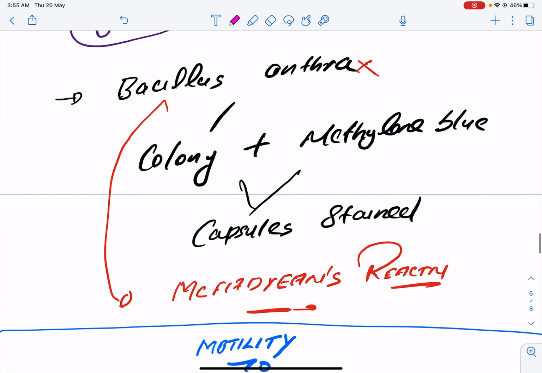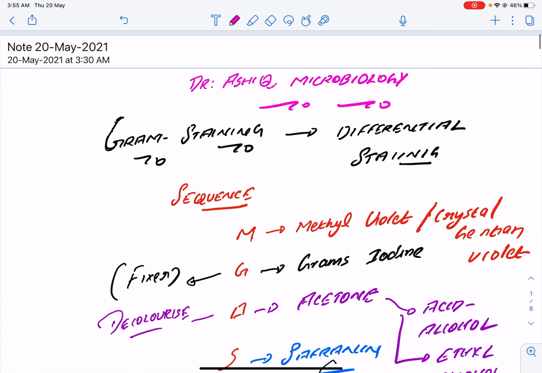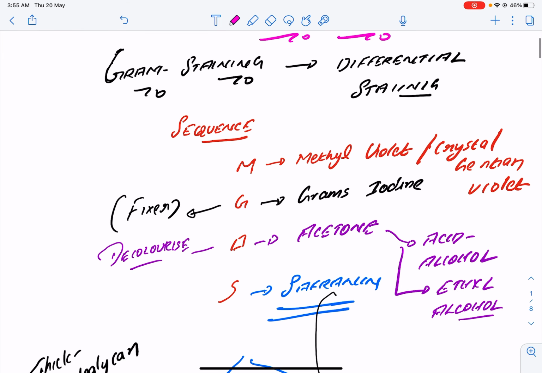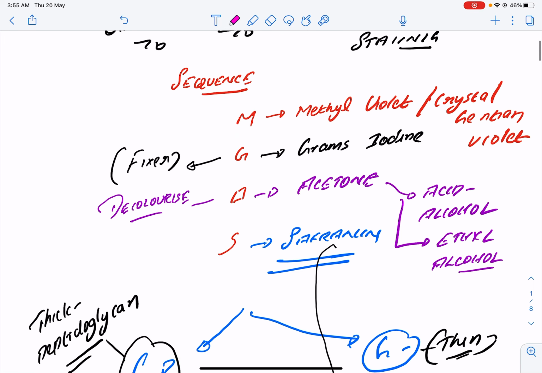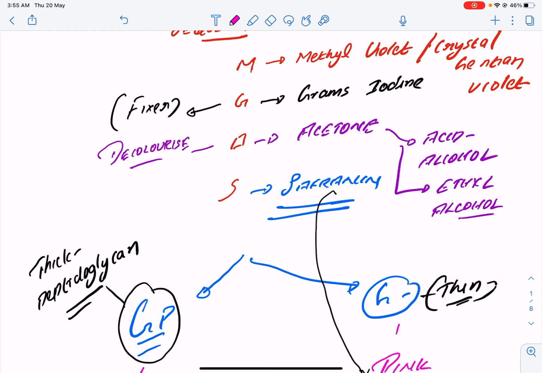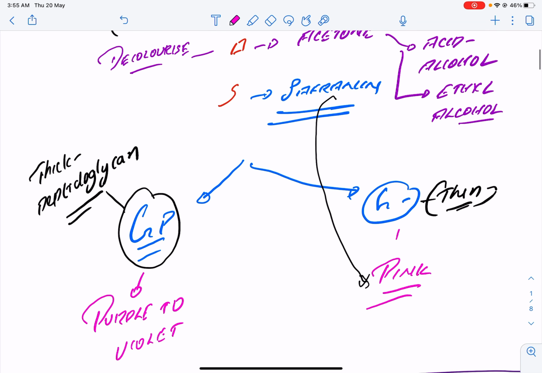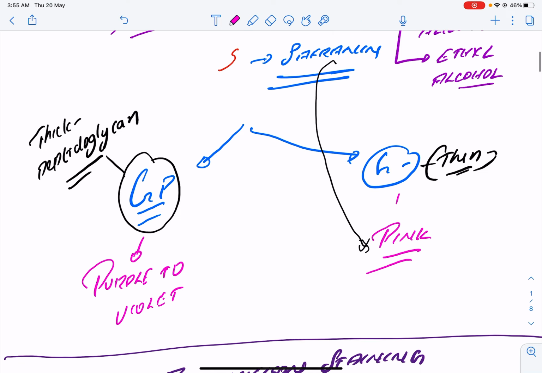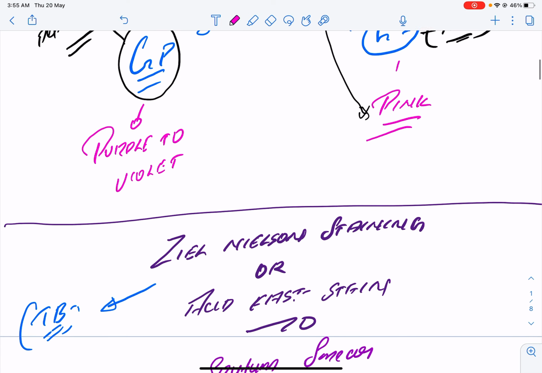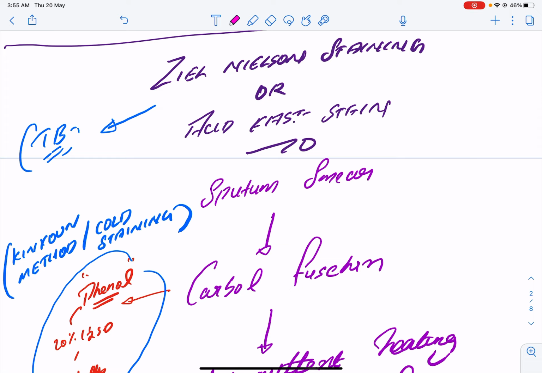So quickly revising what we learned from microbiology since we started. We have gram staining, a differential staining. We have the gram staining sequence as MGAS: methyl violet or crystal violet, G for Gram's iodine, A for acetone, which is a decolorizer. Fixer is Gram's iodine, and we use safranin. Gram positive and gram negative can be differentiated. Thick peptidoglycan for gram positive and thin for gram negative. That's why gram positive retains the stain and the other is washed off, right? That's why gram negative appears pink and positive appears purple to violet. Ziehl-Neelsen staining or acid fast staining we use for TB.